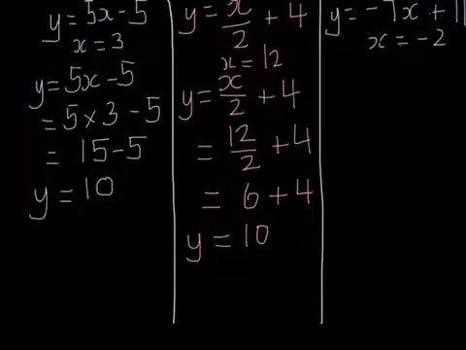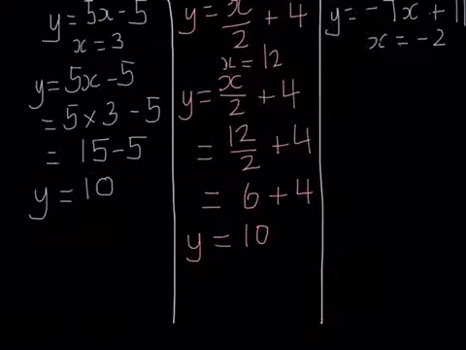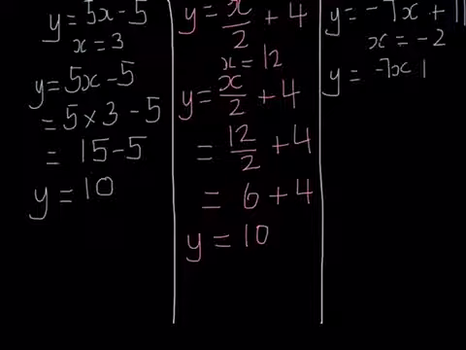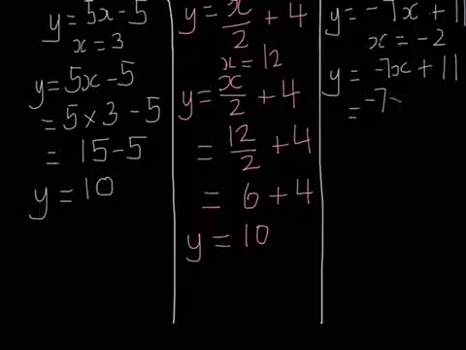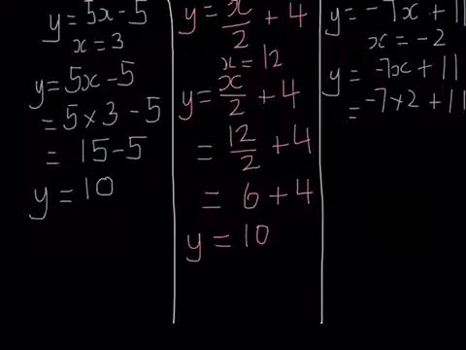Okay, now we're going to do a bit of a harder one, a bit more challenging. So let's do our formula first. Let's choose a good colour. Y equals minus 7x plus 11. So let's substitute. Minus 7 times 2 plus 11.